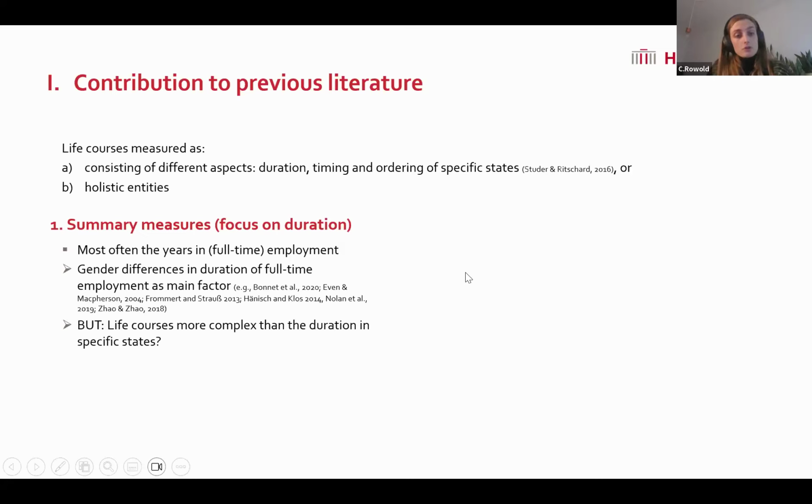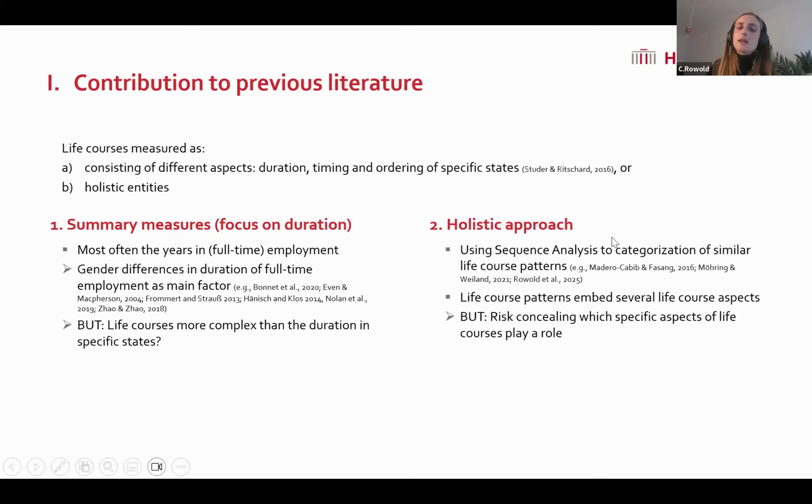But again, life courses could be more complex than just the duration in states. And this is addressed by this more holistic approach, where studies use sequence analysis to cluster similar life courses into groups. And then those groups embed several of these different life course aspects. So here the risk is a bit of concealing which specific aspects of life courses actually play a role.